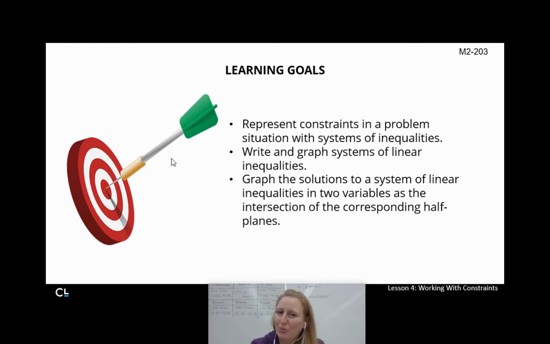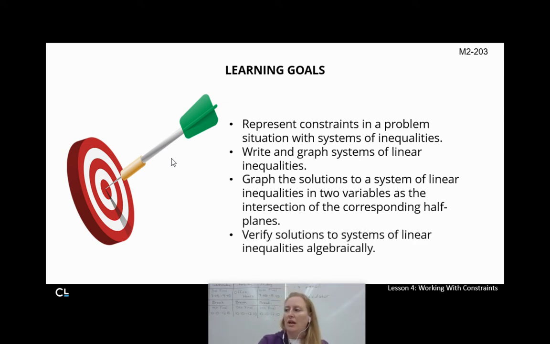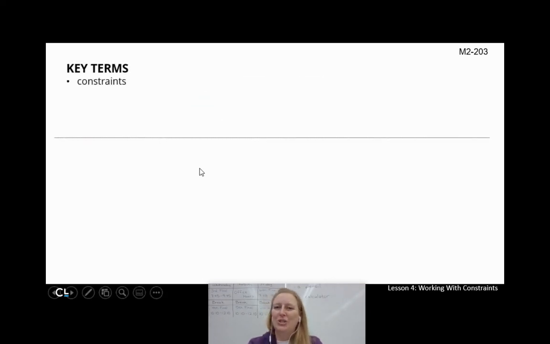You remember before break where we said the solution to a system of linear equations was where they intersect. Same idea with inequalities, only they're not just lines anymore, they're entire half planes. So we're going to look for the section of the graph where they intersect, and we'll get into more detail on that in a little bit. And of course, we're going to verify solutions to systems of linear inequalities algebraically: pick a point in the solution field, plug it in, does it work? So our key terms today are constraints and solution of a system of linear inequalities.